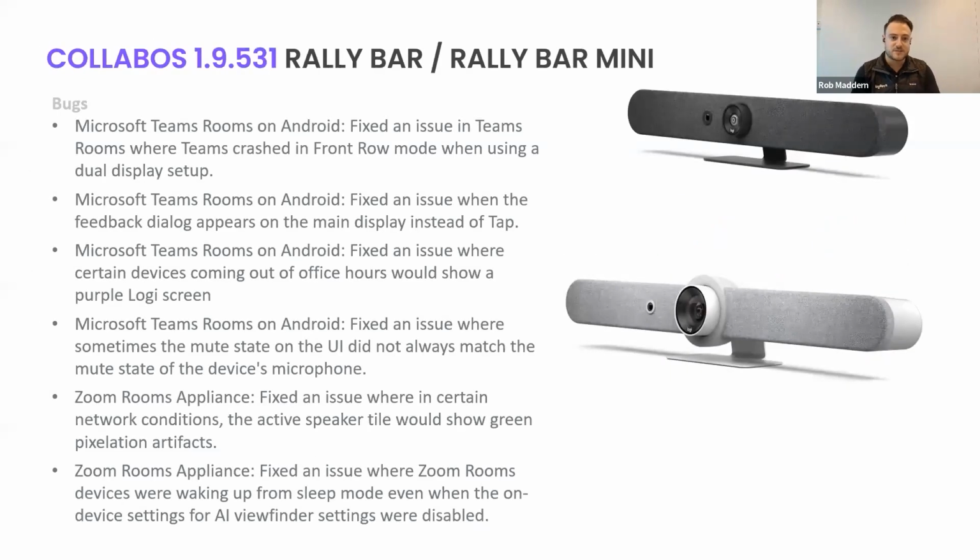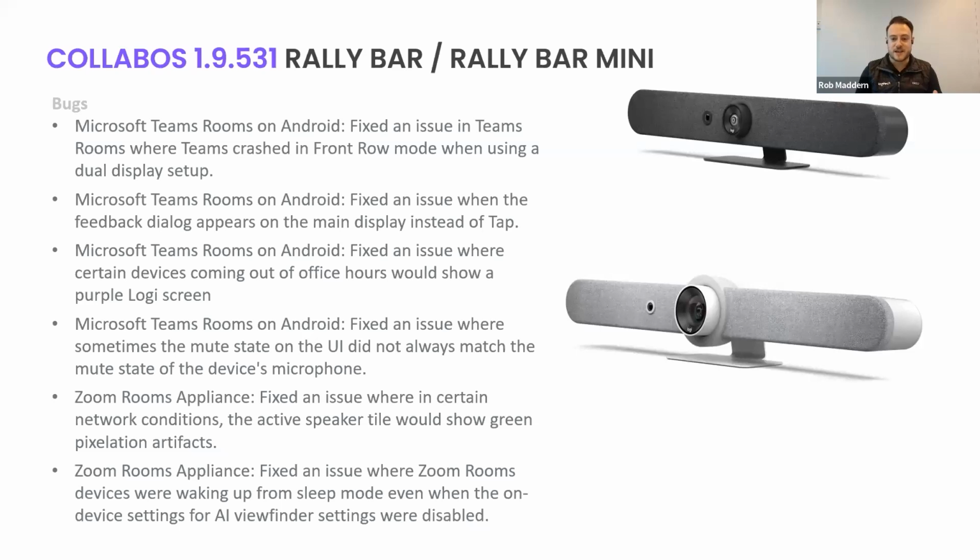Here we can see what's coming for Rally Bar and Rally Bar Mini. There's a fix for Teams Rooms on Android where Teams crashed when in front row mode using a dual display setup. Another fix for Teams Rooms on Android where the feedback dialog appeared on the main display instead of the tap. Those are annoying little quirks, so it will be a nice quality of life improvement. We also fixed an issue where certain devices coming out of office hours would show a purple Logitech screen.